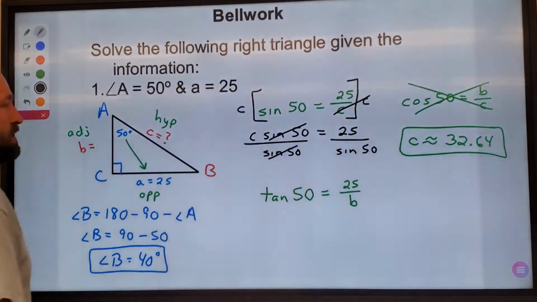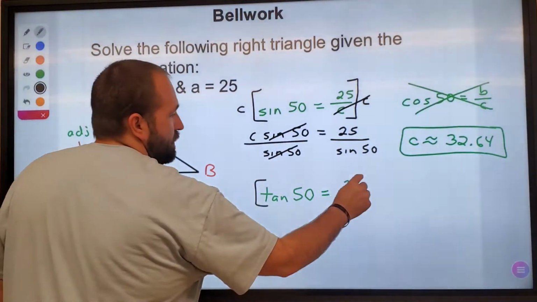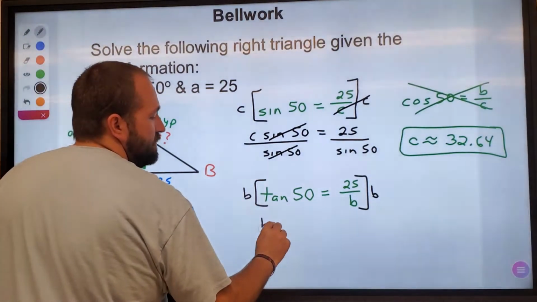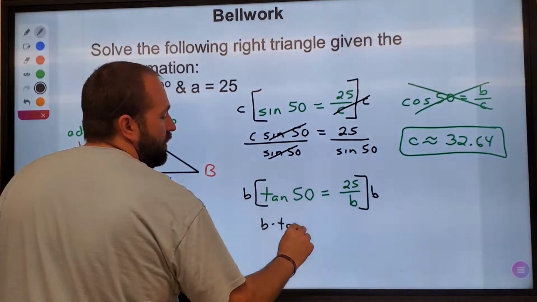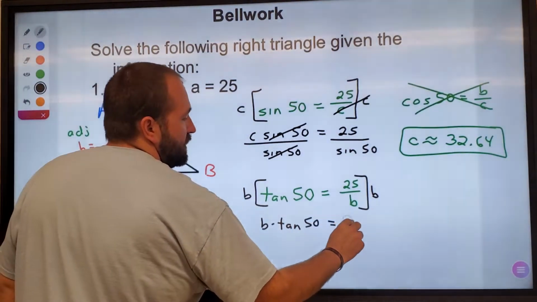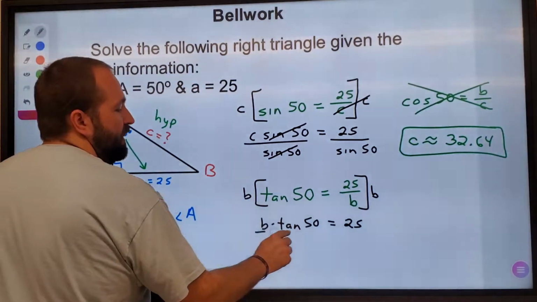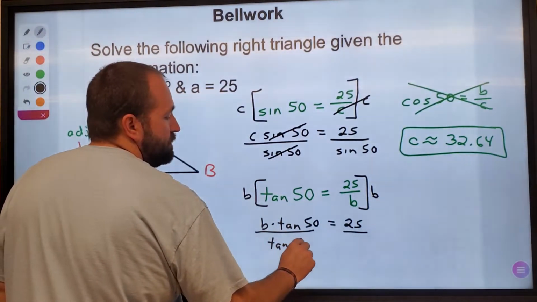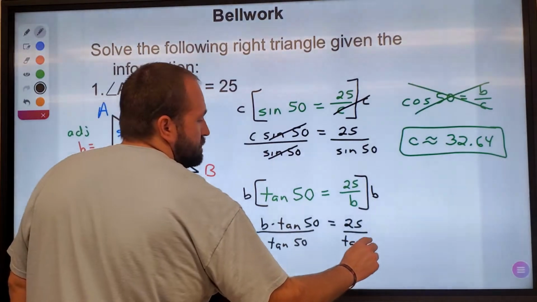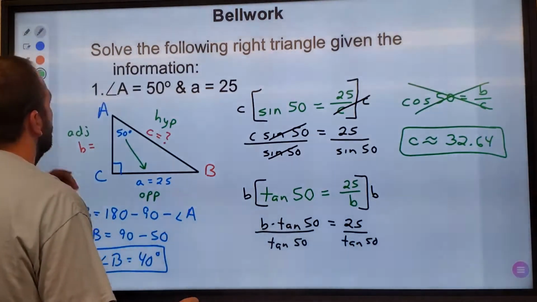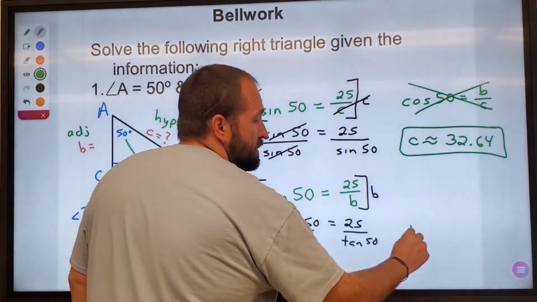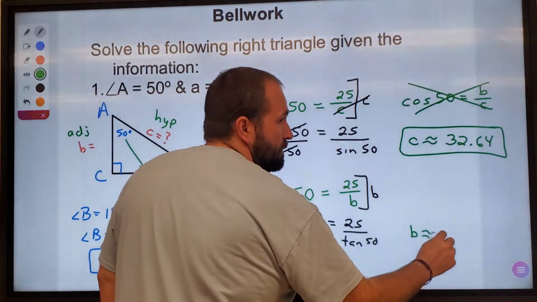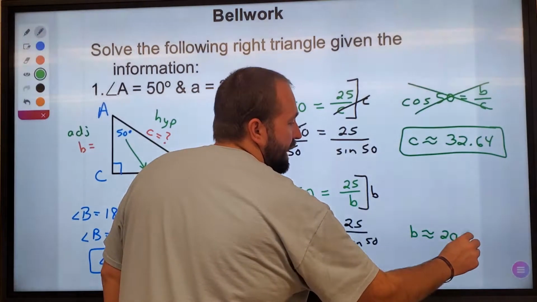Okay, solving for B, we're going to multiply both sides here by B. That gives me B times tangent of 50 is equal to that 25. Again, I'm going to divide both sides by the function here, tangent of 50. Which is going to give me the value for B to be approximately 20.98.